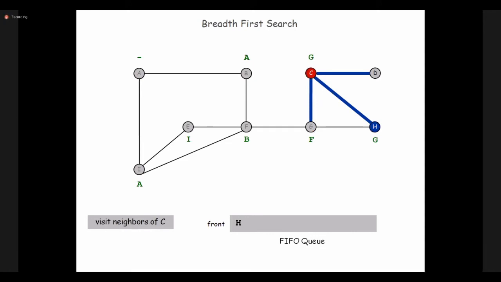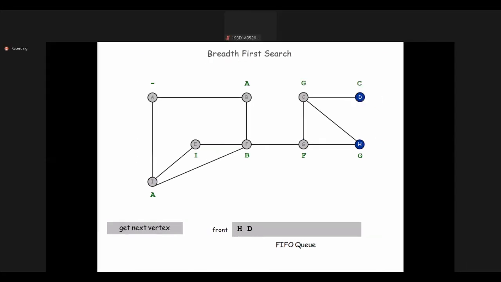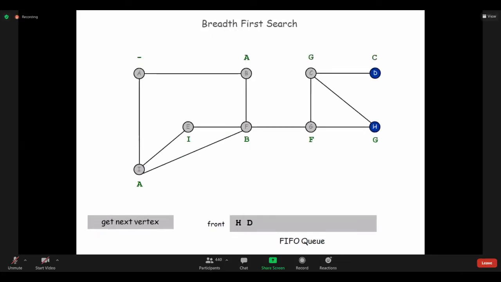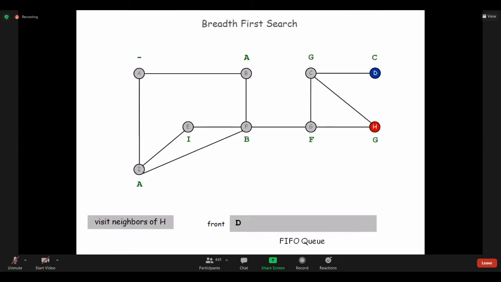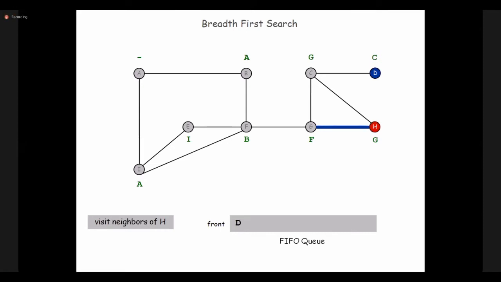H is connected to C and G, but H is removed. For D, delete H. Then for D, only C, but C is already visited. Then D is finished. Stop.